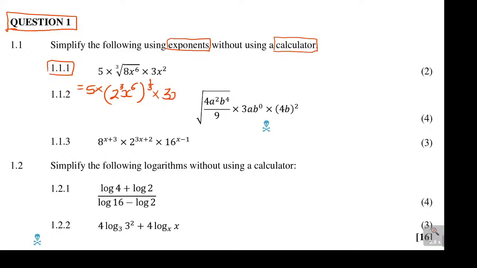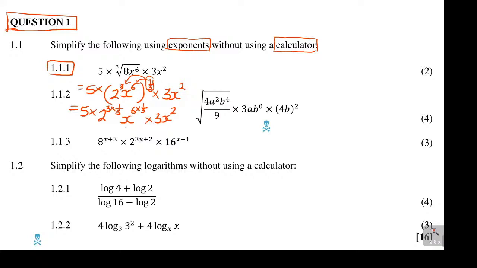Remember that cube root is power 1/3 as a power, times 3x squared. Alright, and then when you continue doing that, now this power 1 over 3 will affect and multiply each and every power there. So you'll have 5 times, you have to open that bracket, which is 2 to the power of 3. See what is happening to that power? And then you've got x to the power of 6 again times 1 over 3. So you have distributed that 1 over 3 to both 2 and x because they were in the bracket, and then times 3x squared. See what's happening?